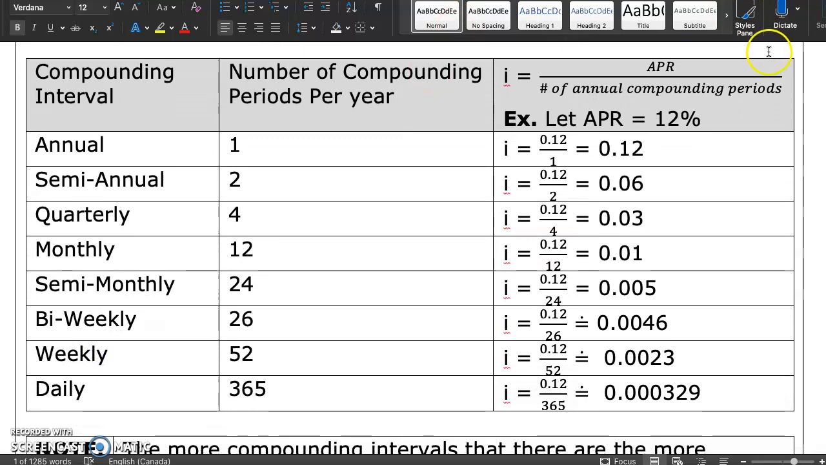Let's use a highly divisible number like 12%. If we took a compounding interval to be annual, that would mean at the end of the year we charge 12%. If we were to look at semi-annually, that would mean twice a year, and we could do 6% at the midpoint and then 6% at the end, and the total percentage charge is 12%. Quarterly, monthly, semi-monthly, bi-weekly, weekly, daily. Make sure that you're familiar with each of these terms.